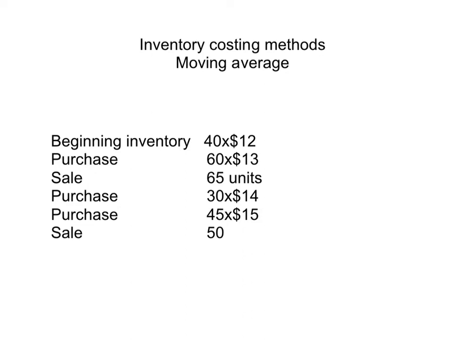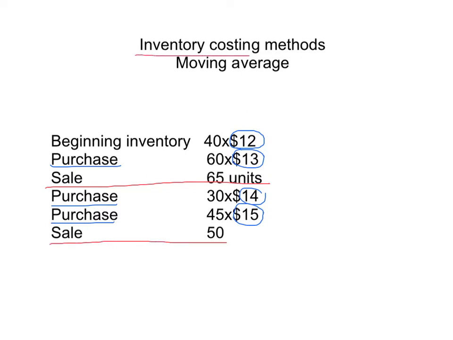Let's talk about inventory. This business has a list of inventory. We've got the beginning inventory, they've got 40 units and they cost $12 to buy. And then we've got some purchases for $13, another purchase for $14, and another purchase for $15. Also during this month, you can see they've made 2 sales. They've made one sale of 65 units and then another sale of 50 units.